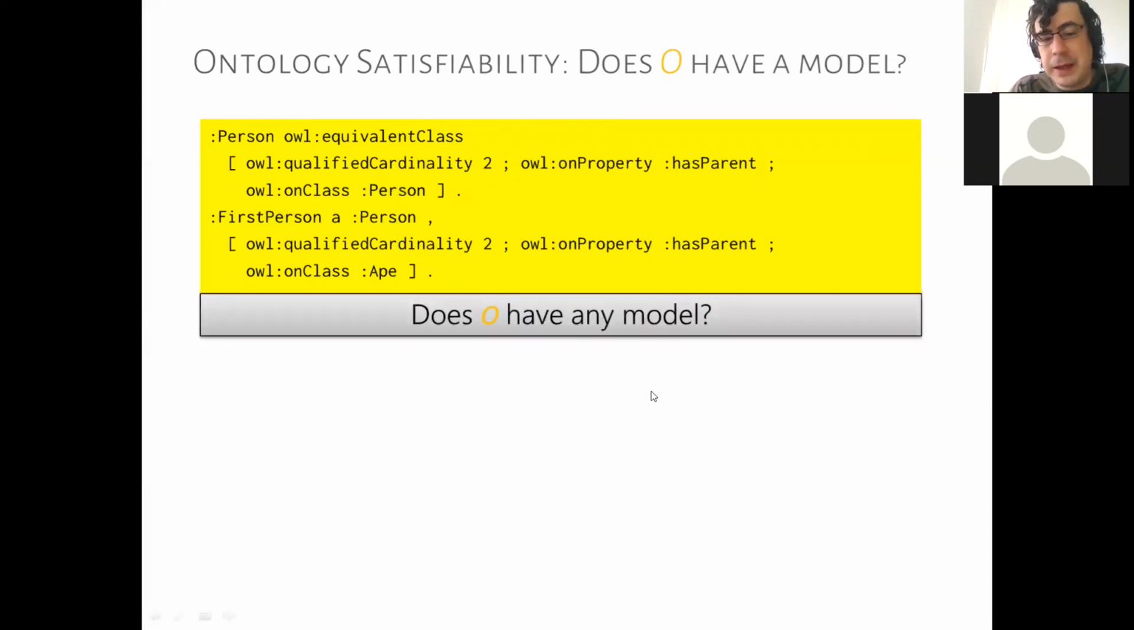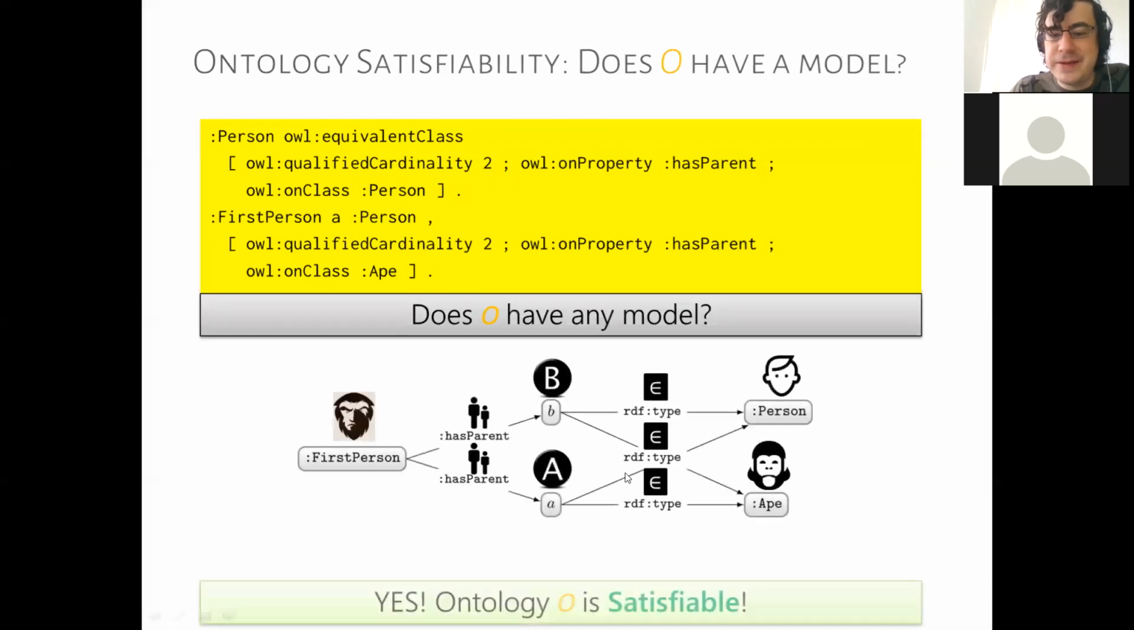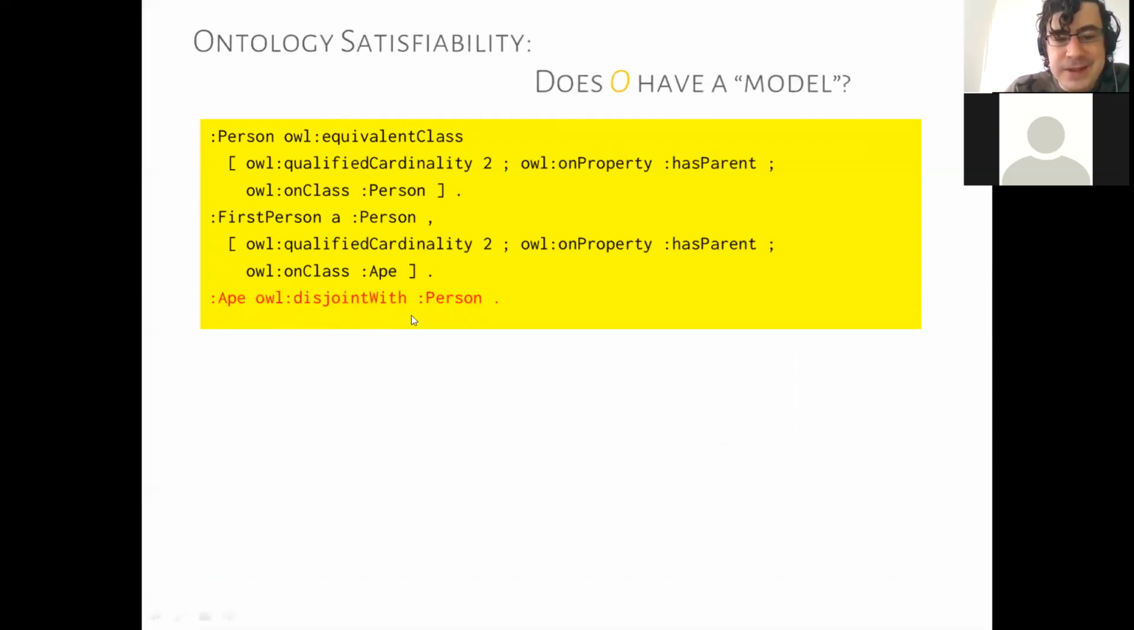So does O have any model? Indeed, it does. It has a couple of ways to cheat, even though it might seem that it's a contradiction. First of all, we could just say that each of the parents of this first person that ever existed, parent A and parent B, is an ape and a person. And this is somehow then a model of our ontology here. So yes, this ontology is satisfiable. It can describe something because it's logically consistent. There's no conflict here. If we add that ape is disjoint with person, what happens then?